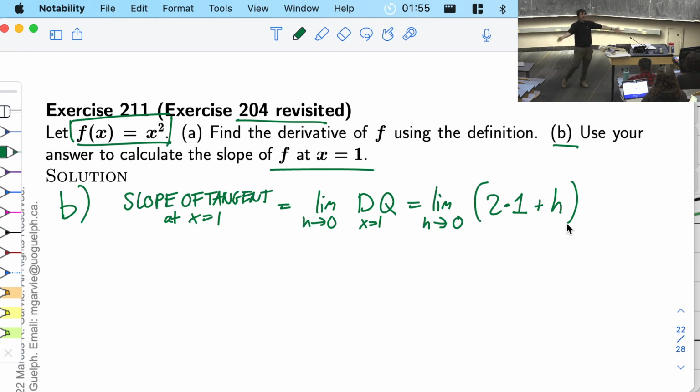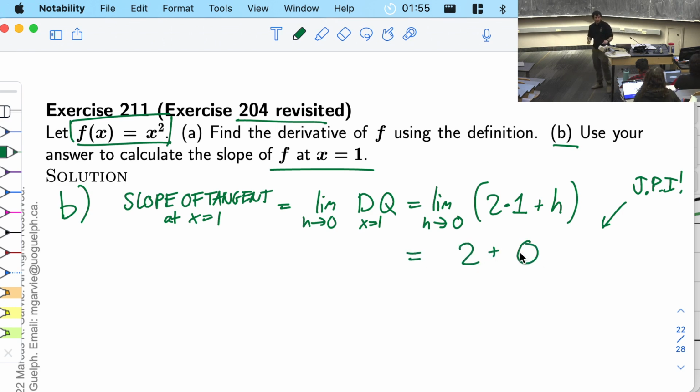It's 2 plus h. What could be simpler than 2 plus h? This is just a plug-in limit. Just plug in, because we already did the work of making the 0 over 0 go away. In this case, it's 2 plus h. You plug in h equals 0, you get 2 plus 0. The limit is 2 plus 0. 2 coming from the 2, h goes to 0, h becomes 0. 2 plus 0, so the answer is 2. The slope of the tangent line at x equals 1, according to our calculations, by doing the limit with algebra, we got 2.